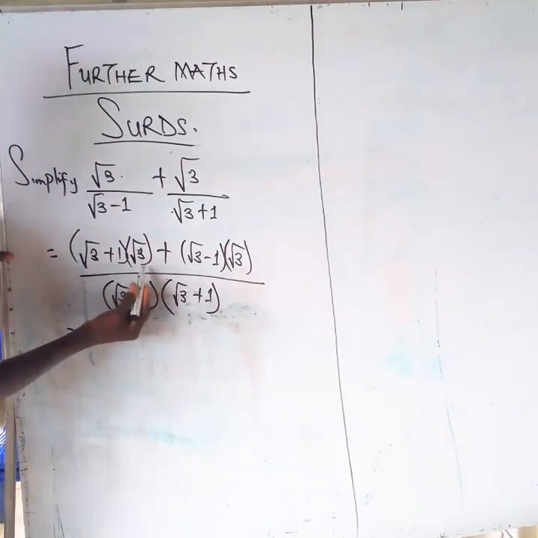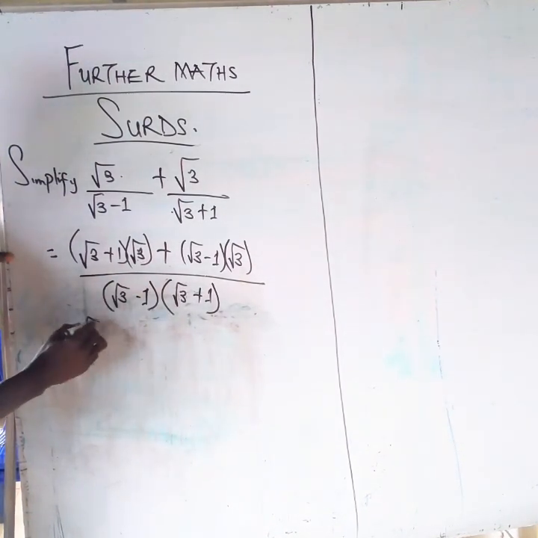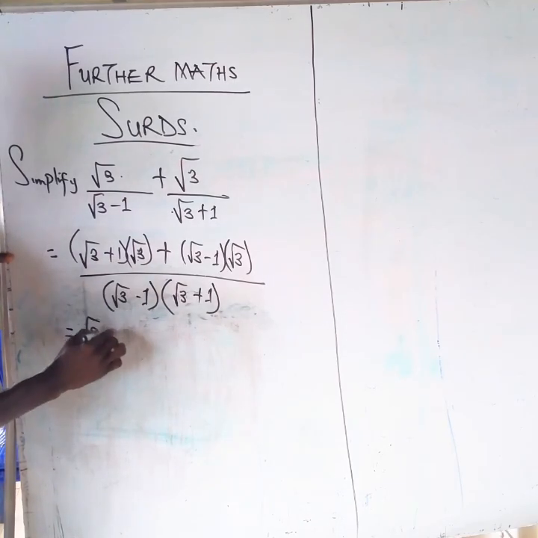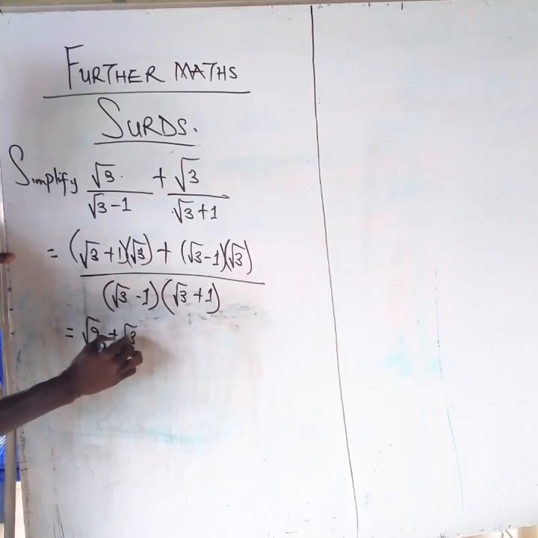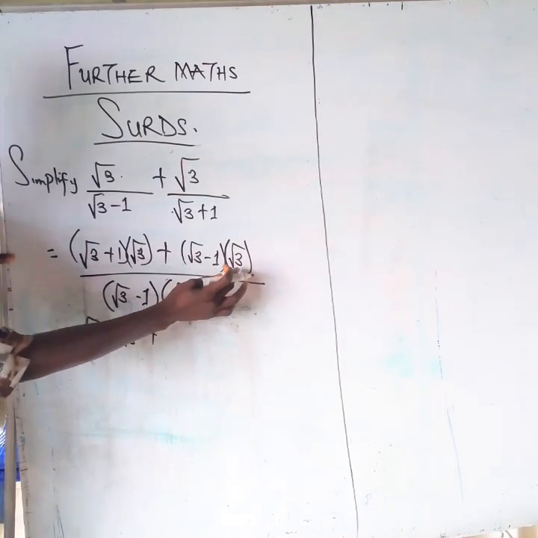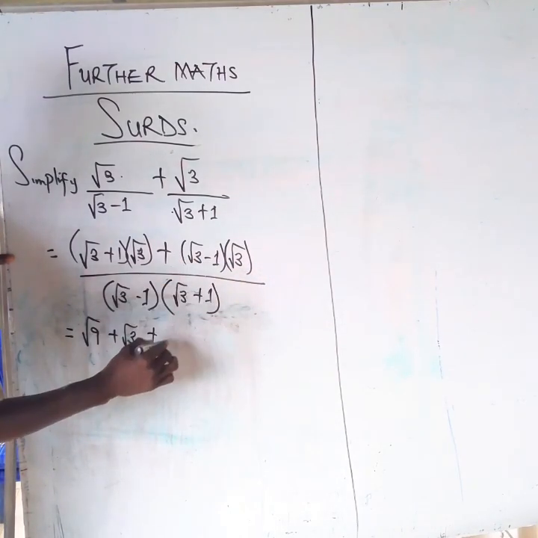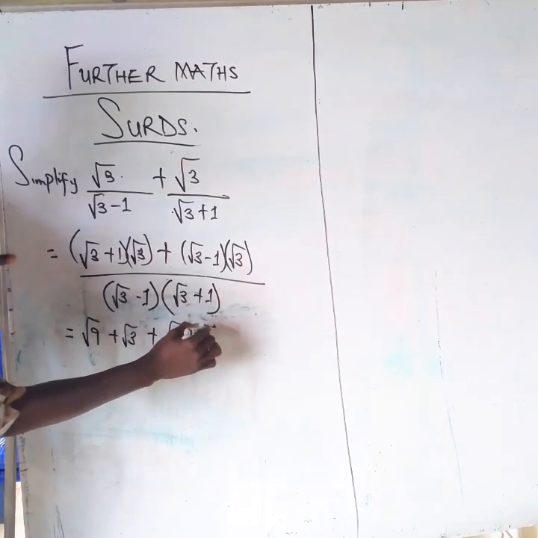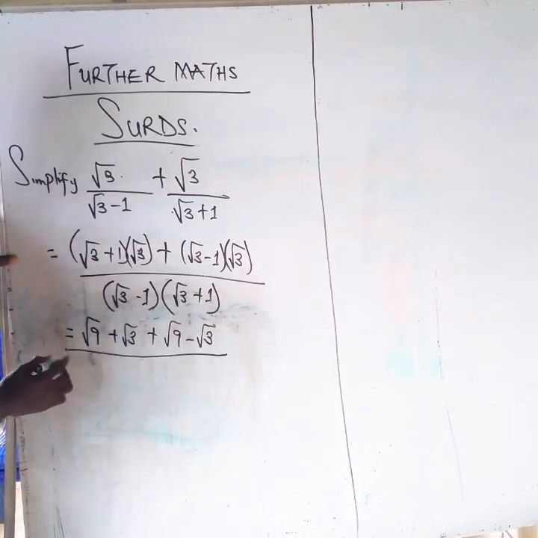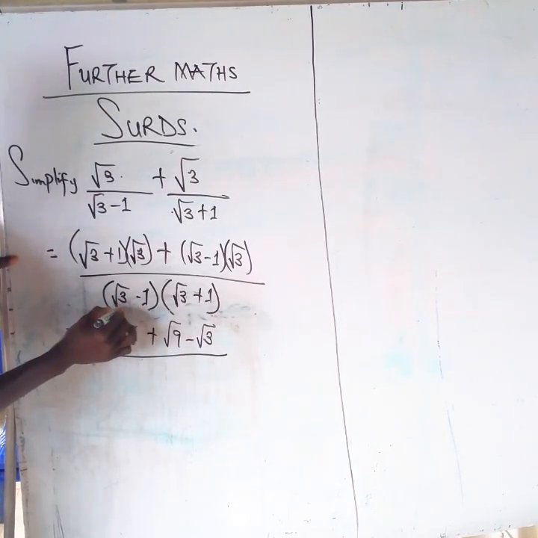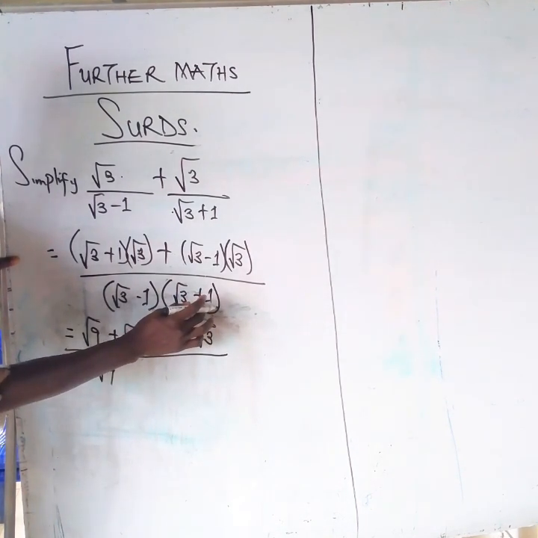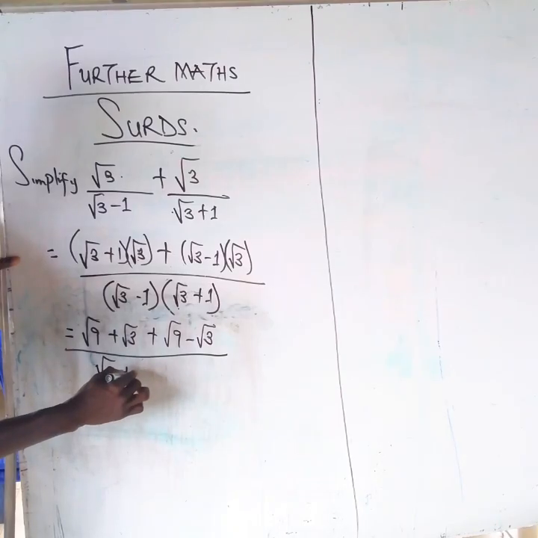Okay, so you have root 3 times root 3 gives you root 9. Root 3 times plus 1 gives you plus root 3, plus root 3 times root 3 gives you root 9. Then you have root 3 times minus 1 gives you minus root 3. Now we're going to expand this. You have root 3 times root 3 gives you root 9. Root 3 times positive 1 gives you plus root 3.